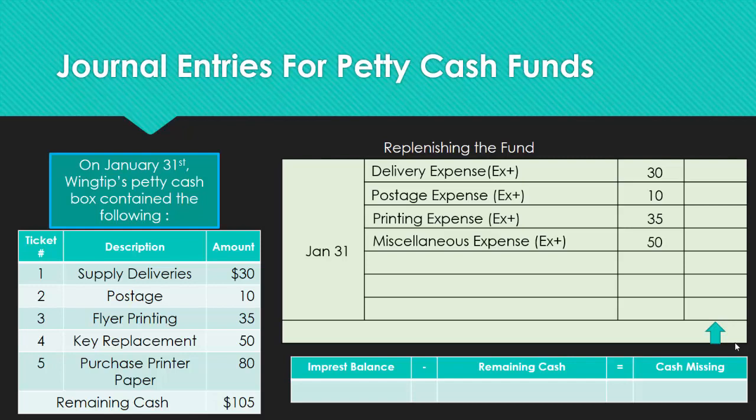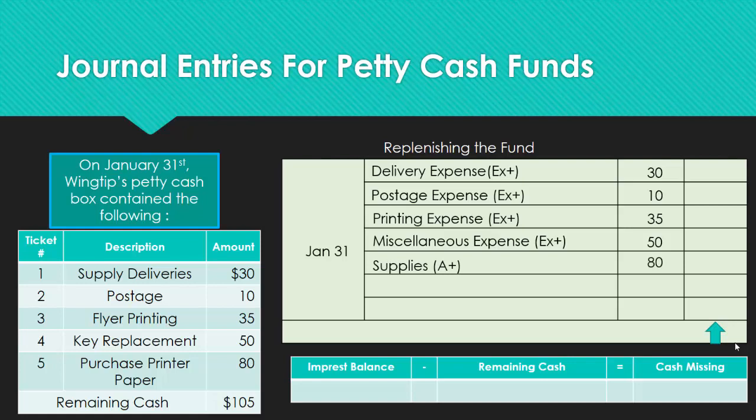And the purchase of printer paper, well, what is that to us? Printer paper. It's something we're going to use in our normal course of actions to help us make money, but we're not selling it to our customers, which means it gets recorded under supplies. And that was for $80.